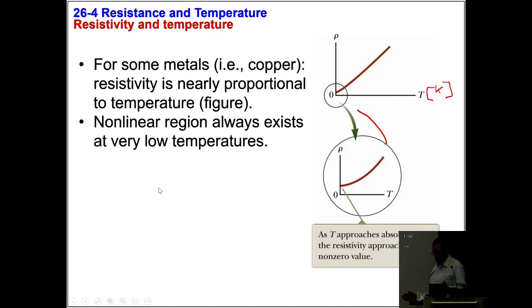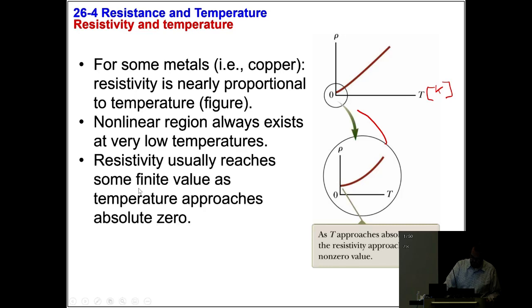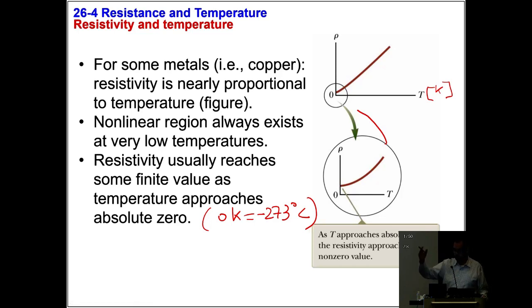Usually we are not operating at 0 Kelvin; we're usually operating at room temperature, which is approximately 293 Kelvin. Resistivity usually reaches some finite value at 0 Kelvin, at absolute zero. Absolute zero is 0 Kelvin, which is approximately minus 273 degrees centigrade. But people who are working with superconductors bring the temperature quite low, and the resistance becomes so low that it's almost zero.